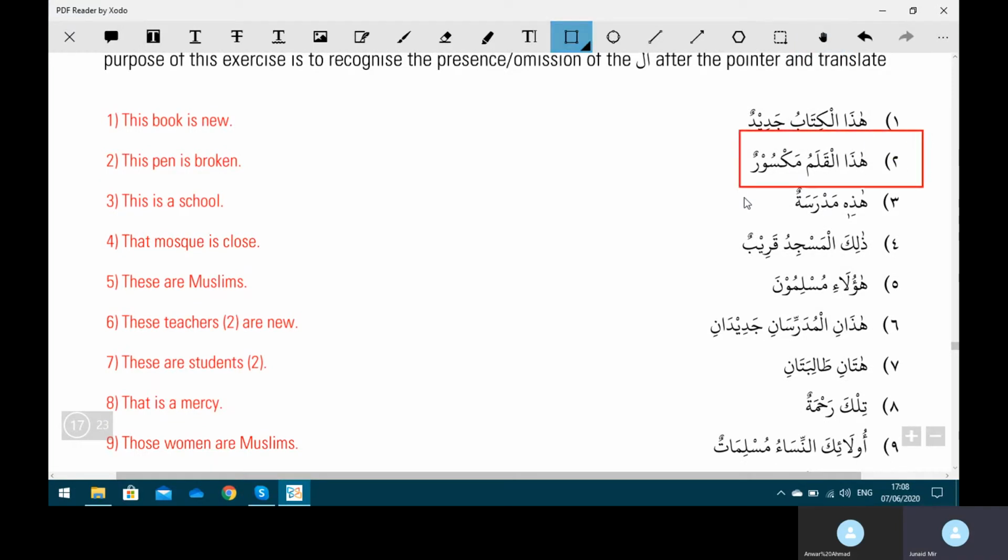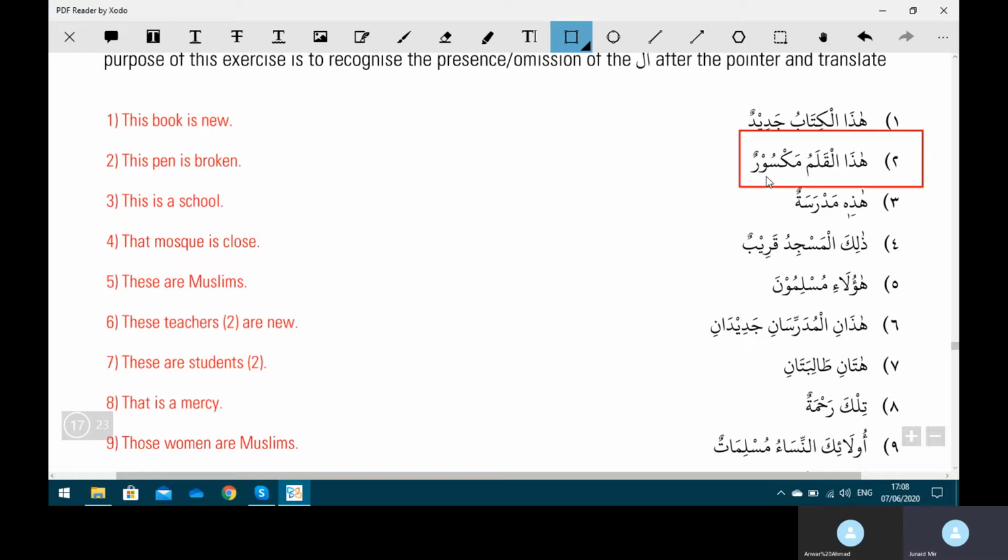هذا القلم مكسور. So هذا اسم الإشارة. It refers to one male that's close to you. It means this. Alif lam straight after it. So this is a fragment. This pen, not this is a pen. This pen, because of the alif lam, it's a fragment. This pen, maksurun means broken, is broken.